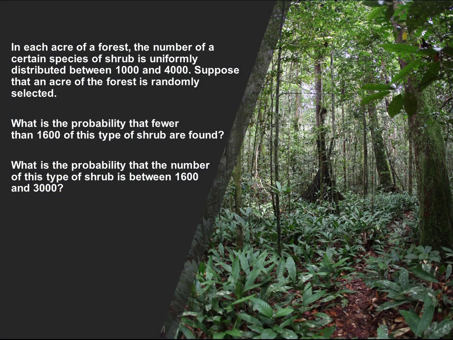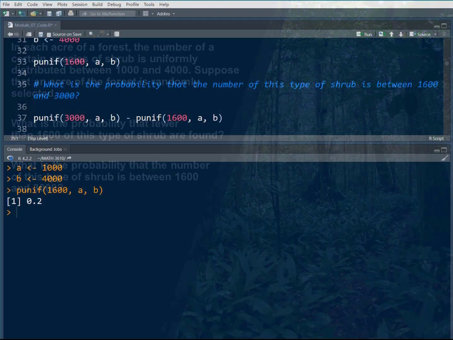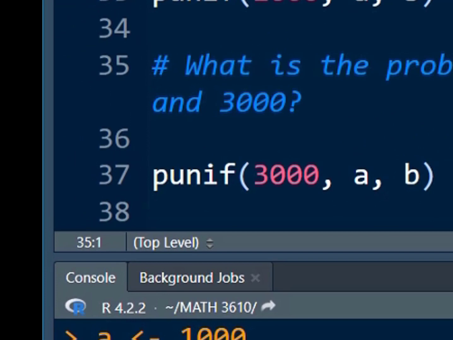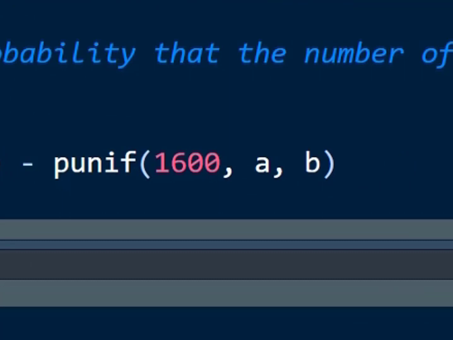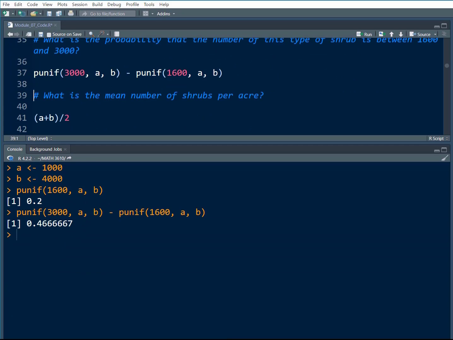What is the probability that the number of this type of shrub is between 1,600 and 3,000? Here our strategy will be to first find the area corresponding to the event that y is less than 3,000. Then we will subtract the area corresponding to the event that y is less than 1,600. We have punif 3,000, a, b minus punif 1,600, a, b, which yields a probability of 0.4667.